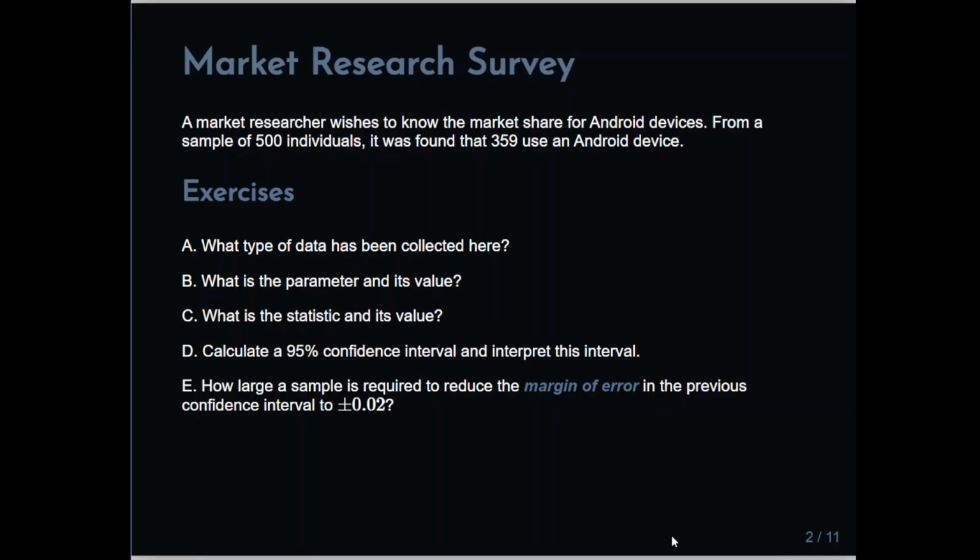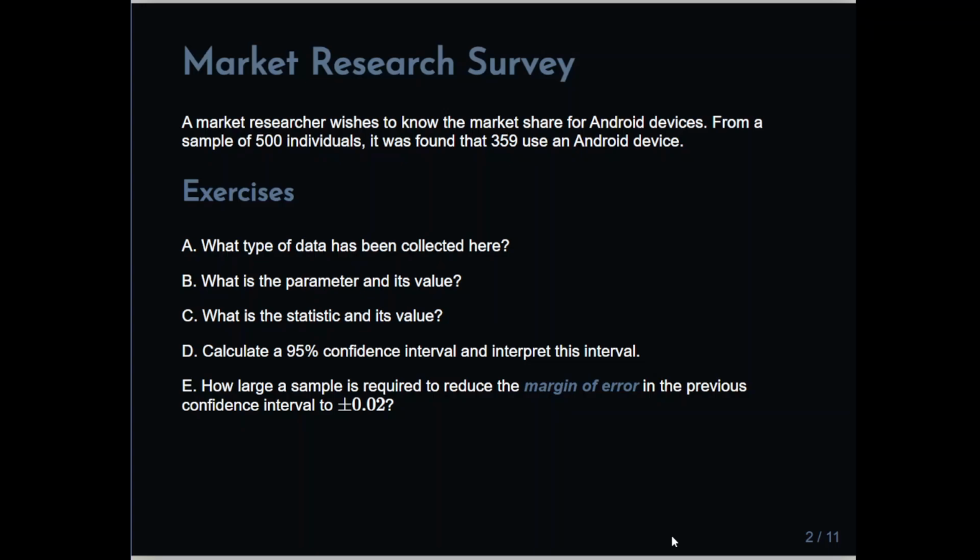So we have a market research survey. A market researcher wishes to know the market share for Android devices. From a sample of 500 individuals, it was found that 359 use an Android device phone. Exercises. What type of data has been collected here?